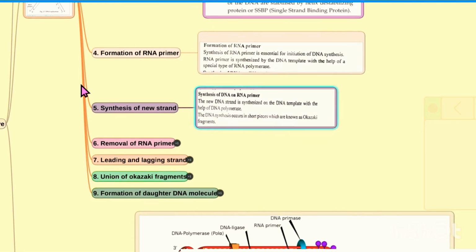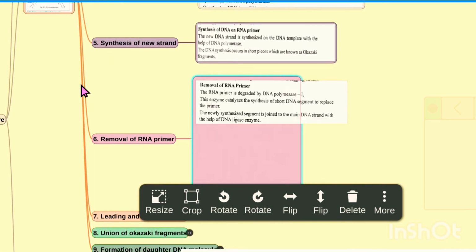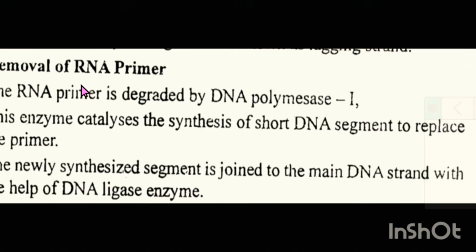The sixth step is removal of the RNA primer. The RNA primer is degraded by DNA polymerase 1. This enzyme catalyzes the synthesis of short DNA segments to replace the primer.